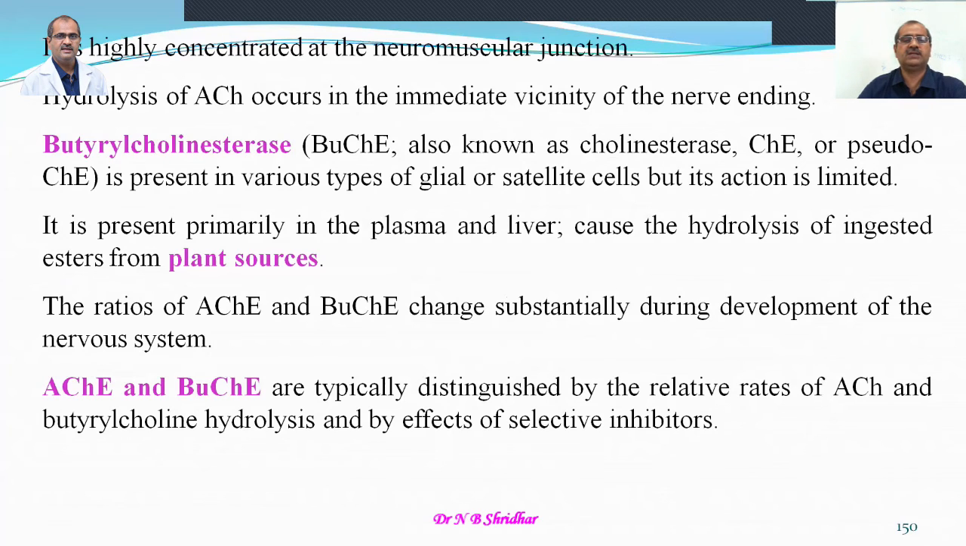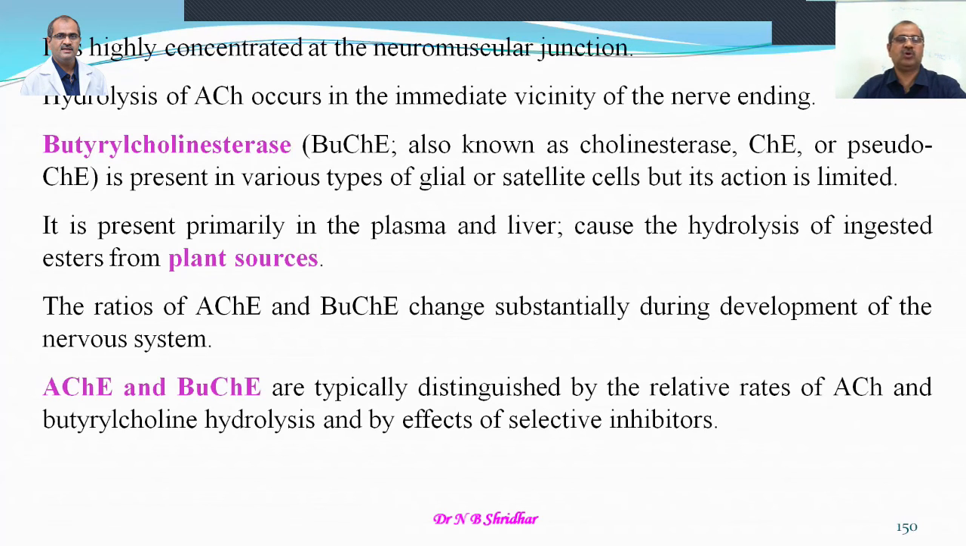Or else there will be fasciculation, continuous twitching of the muscles, and then flaccid paralysis may occur. This especially happens in organophosphorus compound toxicity. Hydrolysis of acetylcholine occurs with immediate effect, and this hydrolysis occurs in the immediate vicinity of the nerve ending. Another enzyme is butyrylcholinesterase.